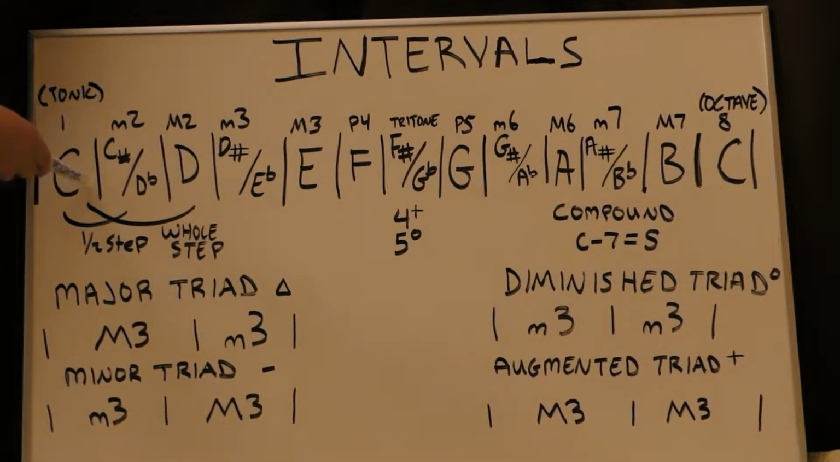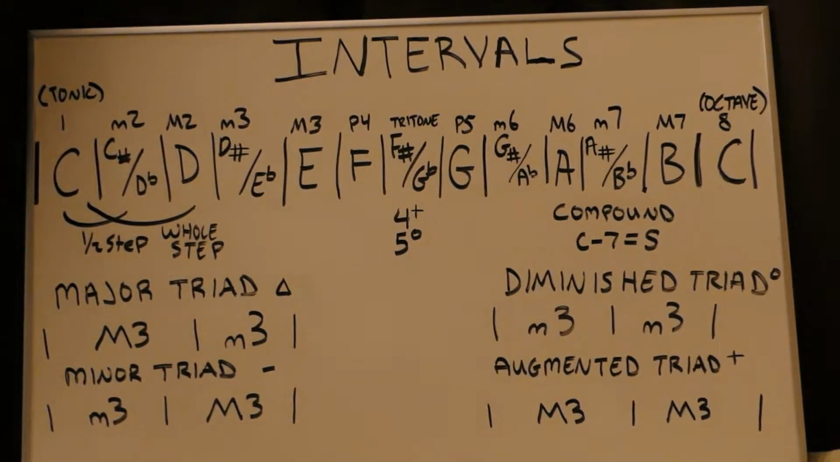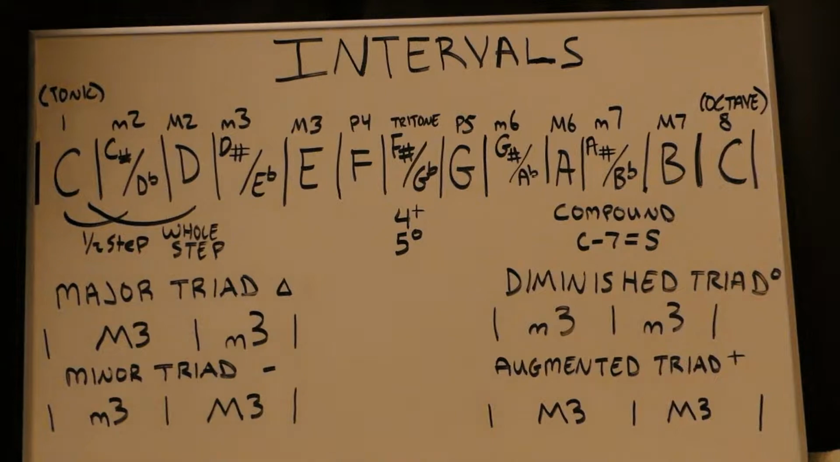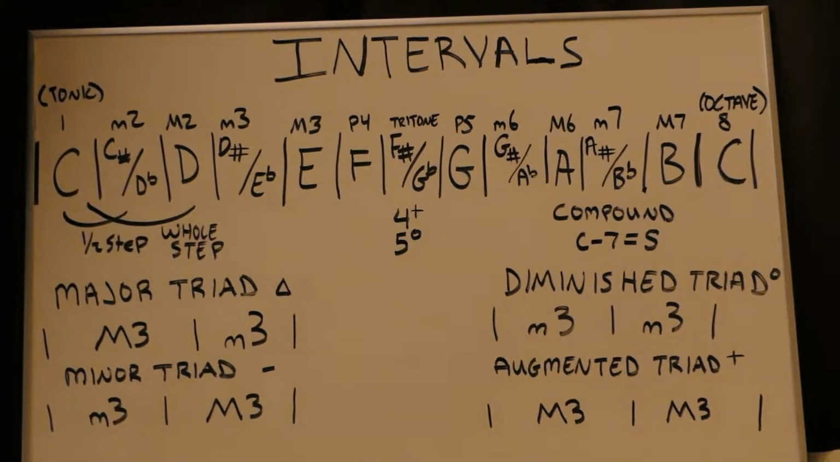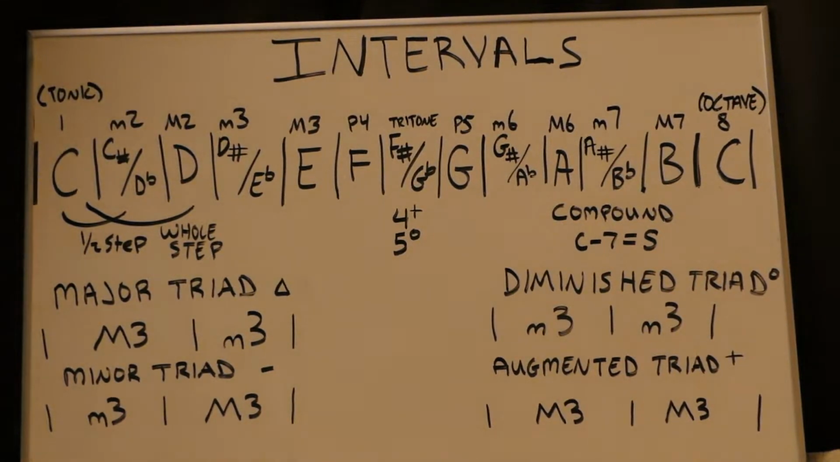Furthermore, if we go from C to a D, then that would be a whole step. A whole step is equivalent to 2 half steps. Think of a half step as 50%, so if you add 50 plus 50%, you have 100%. That would be the whole step. And from C to D is a major second. I'll play for you what that sounds like.